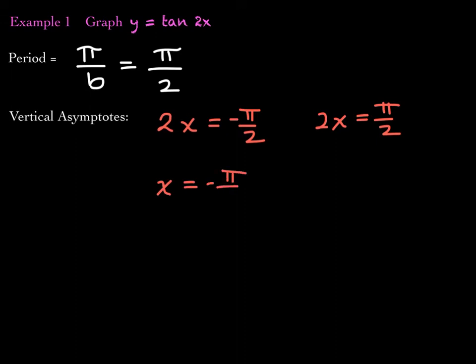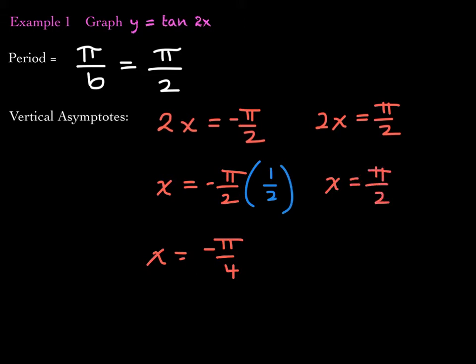So you're going to see me do that. I'm going to multiply this by positive 1/2. And you're going to see that x is equal to negative pi over 4. Solving this equation for x, I'm going to do the same thing. Multiply both sides by 1/2. And you get x is equal to positive pi over 4.